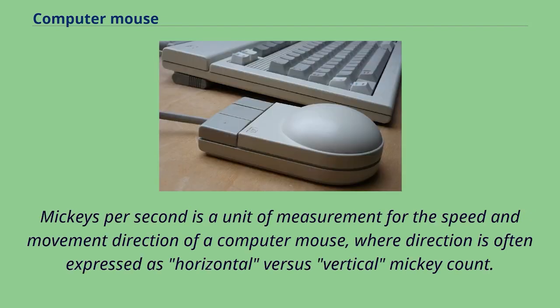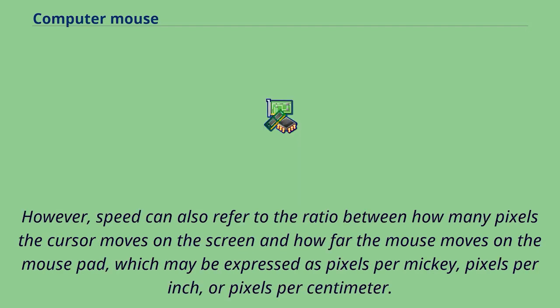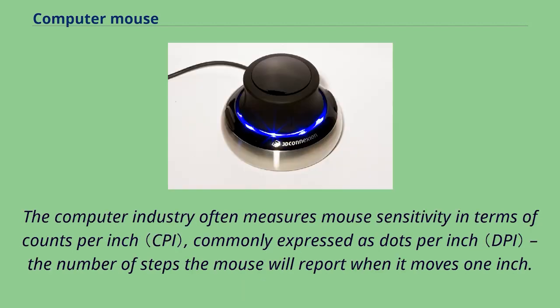Mickeys per second is a unit of measurement for the speed and movement direction of a computer mouse, where direction is often expressed as horizontal versus vertical Mickey count. However, speed can also refer to the ratio between how many pixels the cursor moves on the screen and how far the mouse moves on the mouse pad, which may be expressed as pixels per Mickey, pixels per inch, or pixels per centimeter.